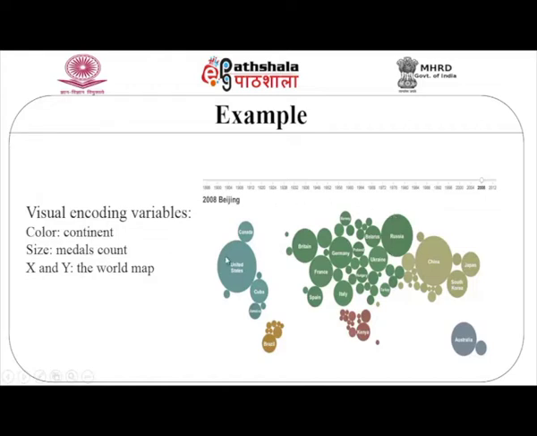So here the color indicates the continent, the size indicates the number of medals that it counts, and the X and Y indicates the world map as such. So just on looking at the size, we will understand which country has got more number of medals.